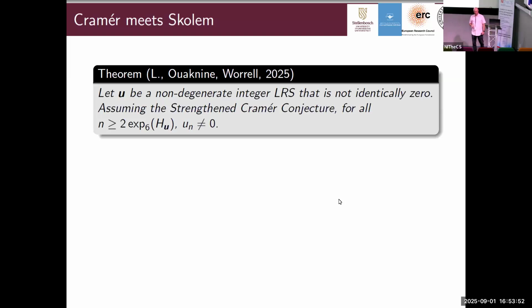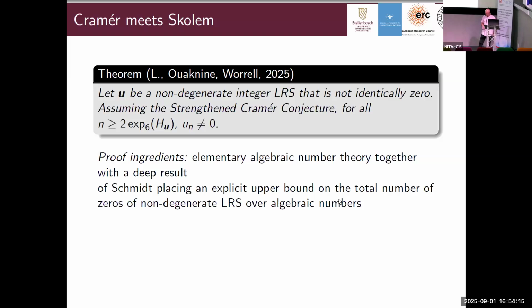If the strengthened Cramér conjecture holds, then there are no large zeros. So in particular, this solves completely the Skolem problem, saying the largest n such that u_n is 0 is at most twice the exponential 6-fold of that number h of u, which is the max between the coefficients and the initial terms and so on, but it's subject to the strengthened Cramér conjecture.